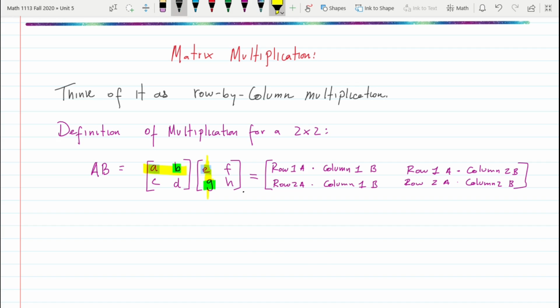But the idea is this, okay? So this comes from row 1, column 1. This down here is row 2, column 1. This element right here comes from row 1, column 2. And then the bottom element is row 2 of A, column 2 of B. Okay?